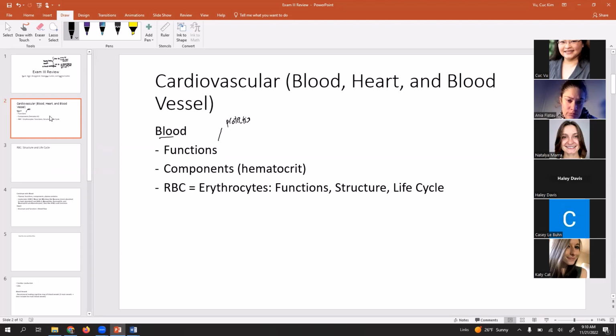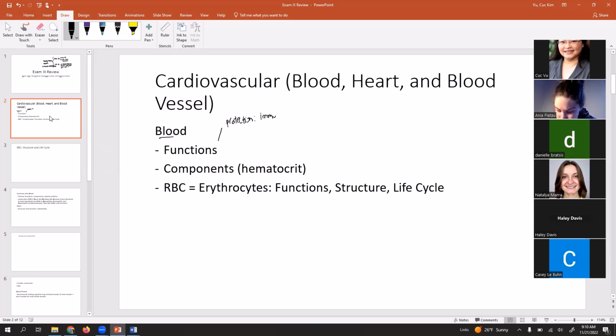So when you say protection, in what way is blood protective? Immunity. Yes. Okay. And clotting. Yep. Transportation of nutrients. That's another function. Excellent. Transportation. And we're going to say transportation of nutrients, gases, waste products, pretty much everything. Proteins, lipids, on and on.